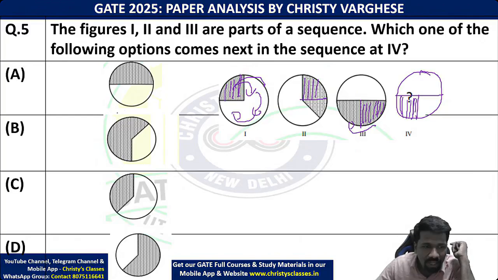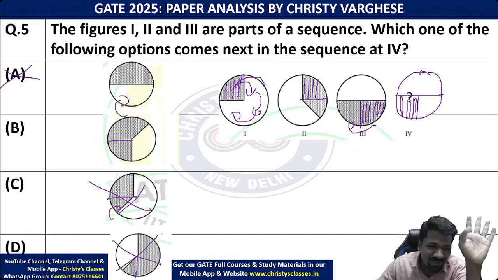Option elimination करिए. Option A में वो quarter circle missing है, so option A eliminated. Option B में वो quarter circle है. Option C में वो quarter circle यहाँ missing है. Option D में भी वो missing है. That is enough to eliminate it.